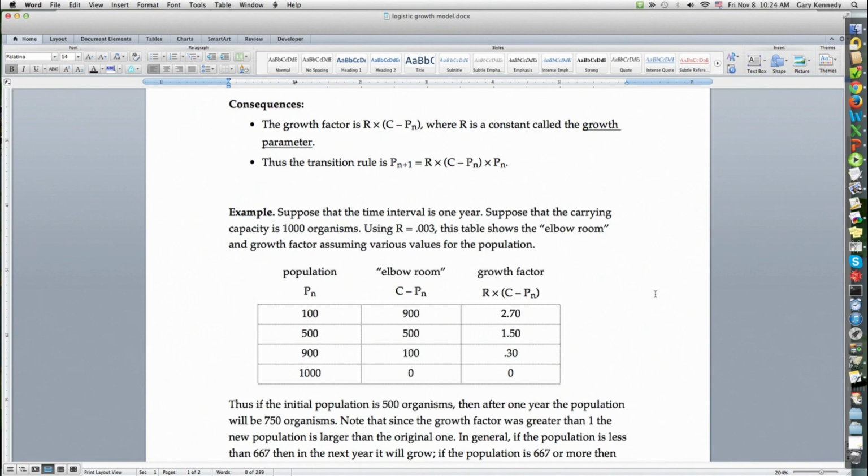And now the last example may show you something surprising. Suppose the population right now is 1,000. Okay? We have as many organisms as we possibly can. Well, what's the elbow room? The elbow room is 0. When we multiply by R, of course, we still get 0. That says the growth factor is 0. That tells us the population next year will be 0. So in fact, having the population equal to the capacity is not very good, because that means next year everything dies.